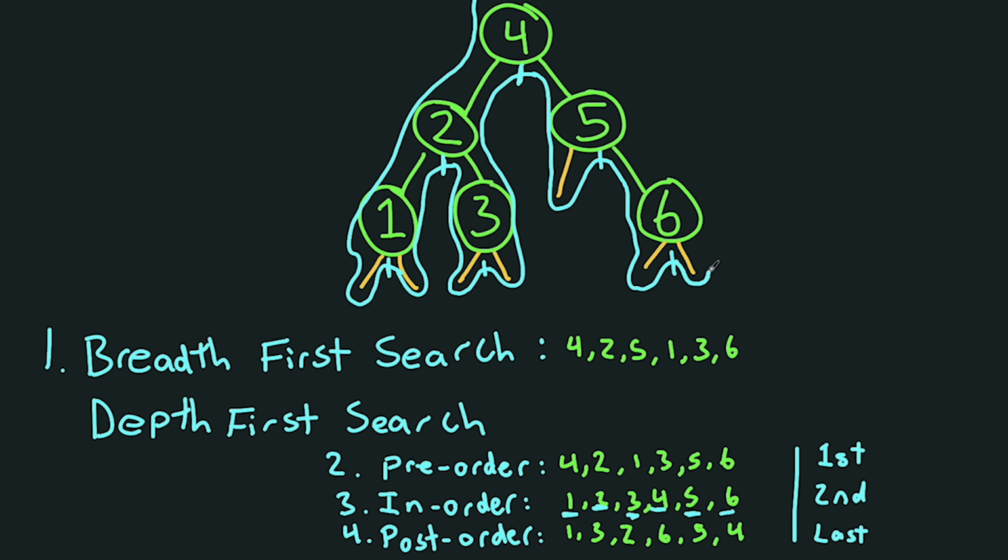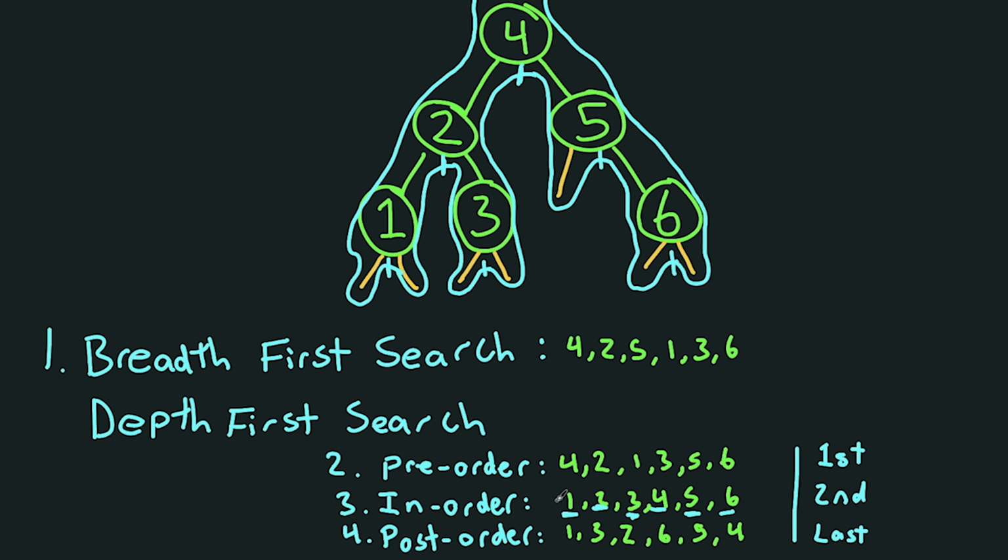We go to 6's right child. Then we go back to 6 for the third time. Back to 5 for the third time. Back to 4 for the third time. And that is in order traversal. So we've processed each node the second time we came across it. And as you can see, that second time is always in between the left and right nodes. So that is in order traversal.